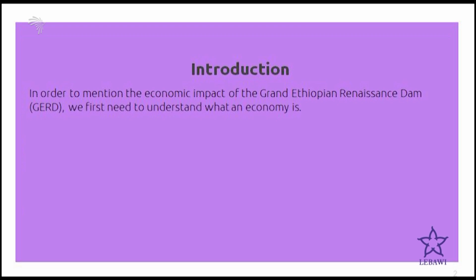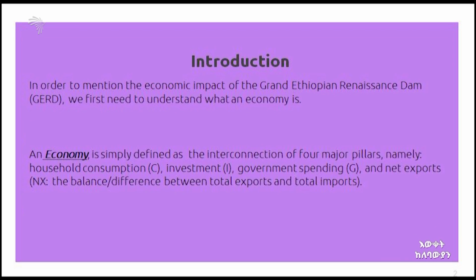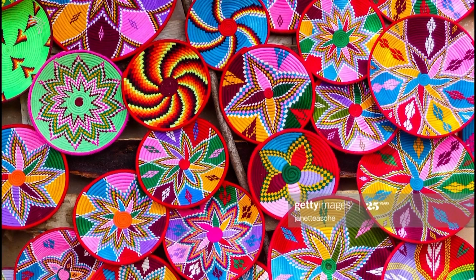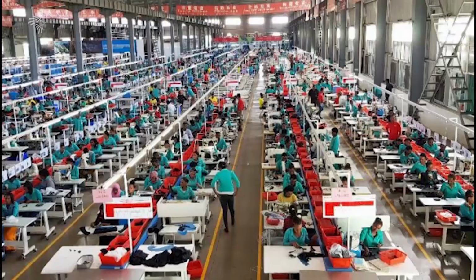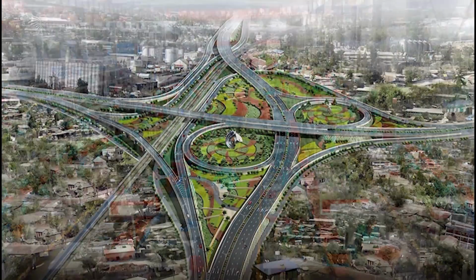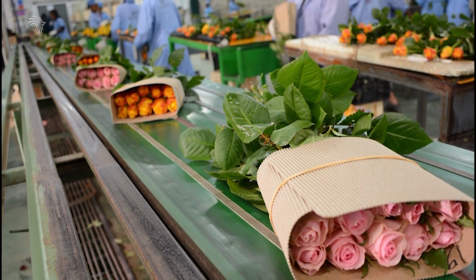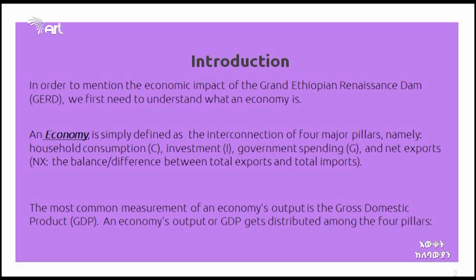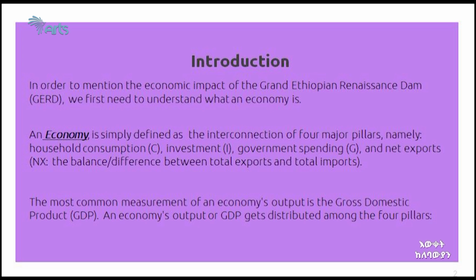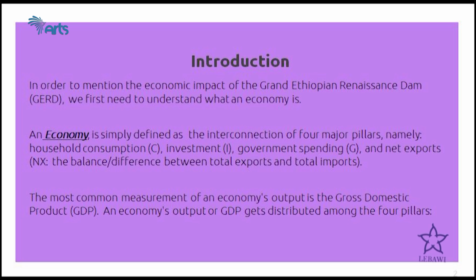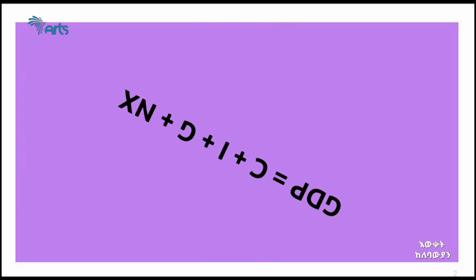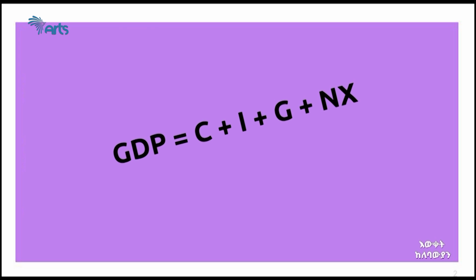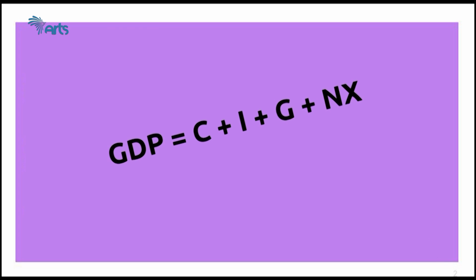First we need to understand what an economy is. An economy is simply defined as the interaction of four major pillars, namely household consumption, investment spending, government spending, and net export, which is the difference between exports and imports. The most common measurement of an economy's output is gross domestic product, or GDP. An economy's output, or GDP, gets distributed among the four pillars. So the equation is GDP = C + I + G + NX, where C stands for consumption, I stands for investment, G stands for government spending, and NX stands for net export.